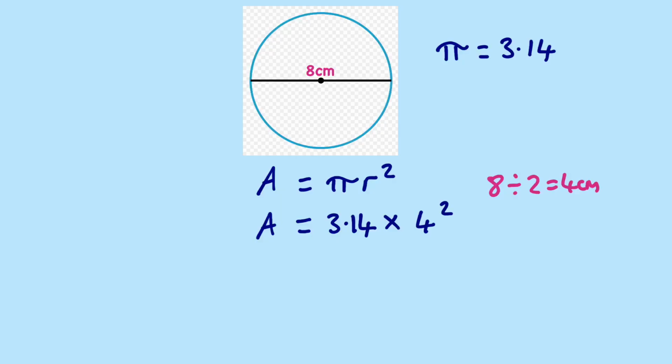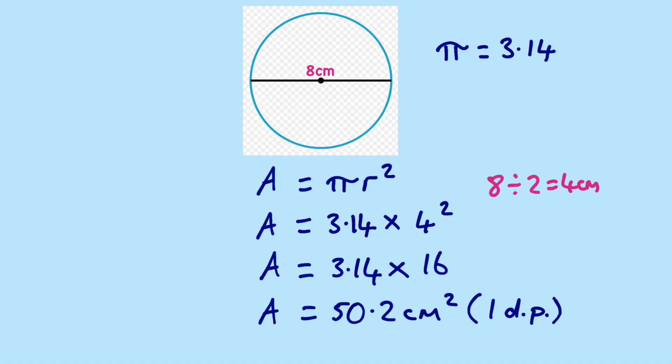Substitute it into my formula and I will square the 4 first. So I'll have area equals 3.14 times by 16. Then I multiply 3.14 by 16. And my final answer is 50.2 centimeters squared to 1 decimal place.